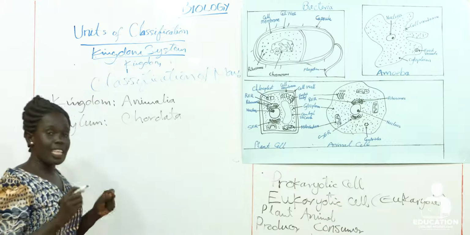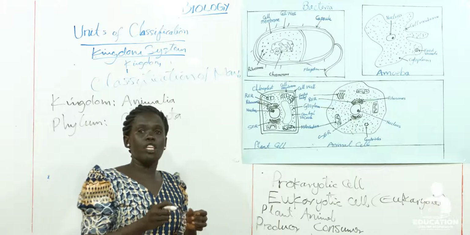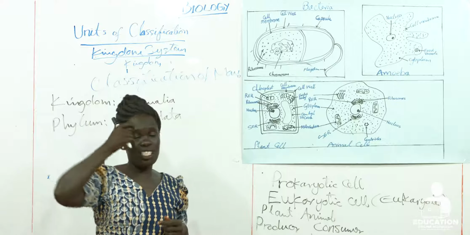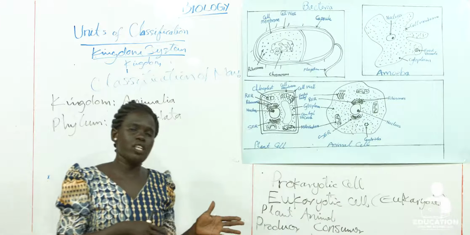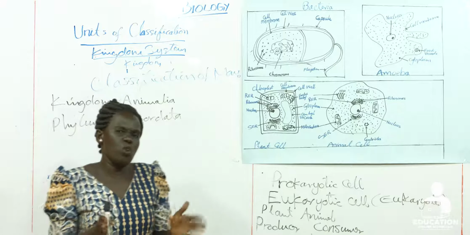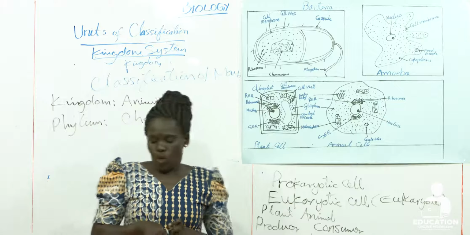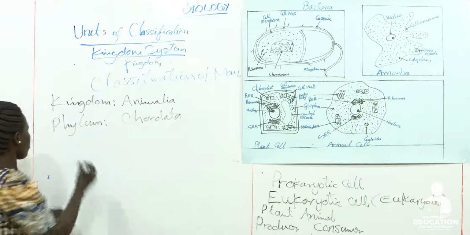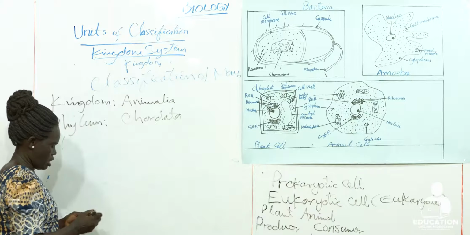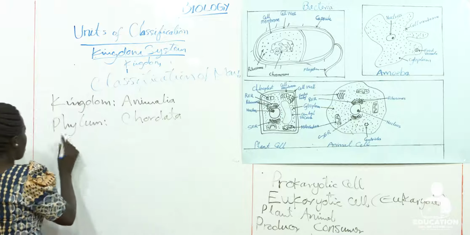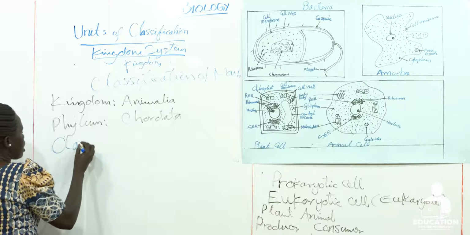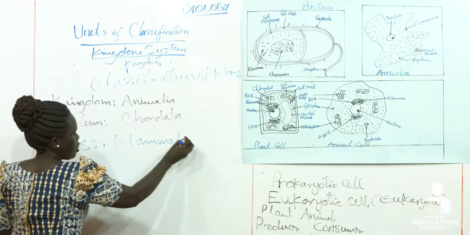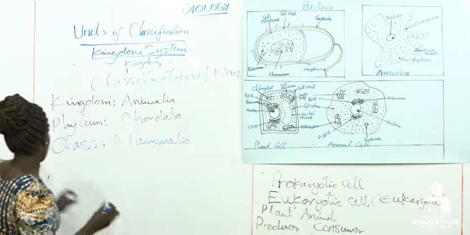That means they are characterized by having a notochord. Notochord is a thread-like substance in the backbone. Some of the living organisms will have that notochord throughout their lives, but in some animals, the notochord disappears in certain stages. So the presence of that notochord classifies man as Chordata. Then coming to the class, class Mammalia. Mammalia because they breastfeed young ones.